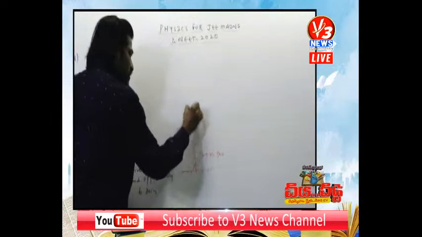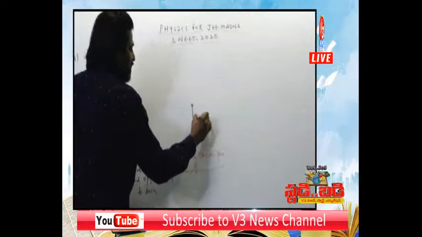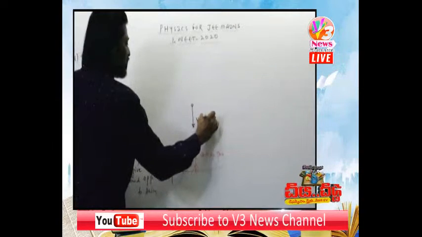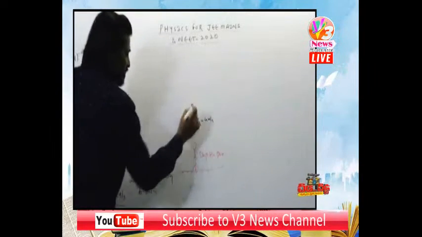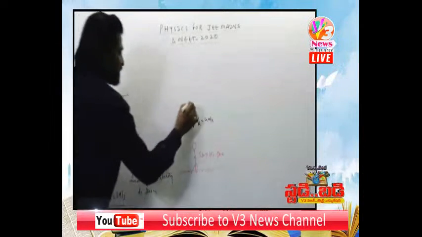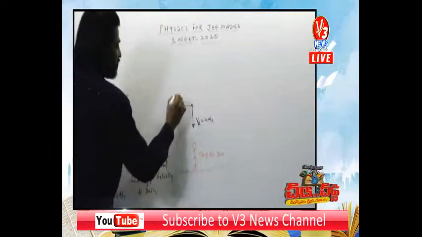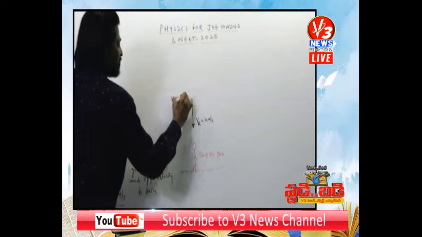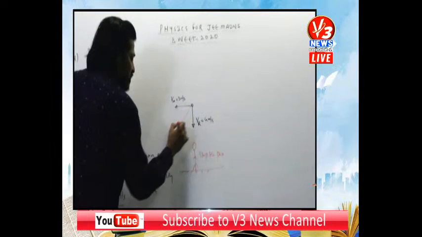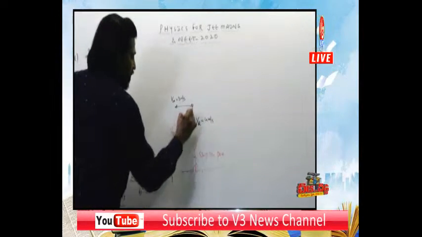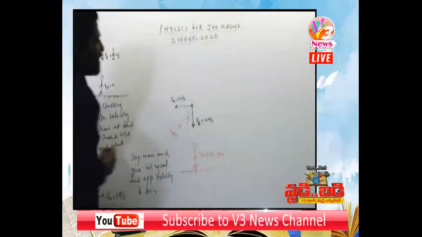This is the velocity of rain, that is equal to how much? 4 meter per second. Stop the man and give his equal and opposite velocity to the rain. That means if the man is moving in the positive x-axis, give his velocity to the rain in the opposite direction. So velocity of man is equal to 3 meter per second. The resultant of these is in this direction. So this is the velocity of rain with respect to man, making an angle of beta.